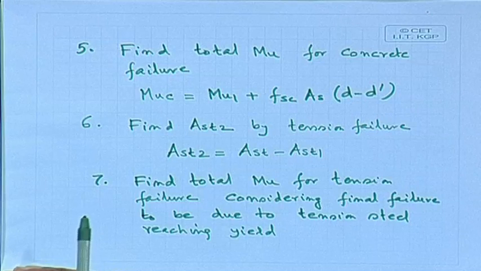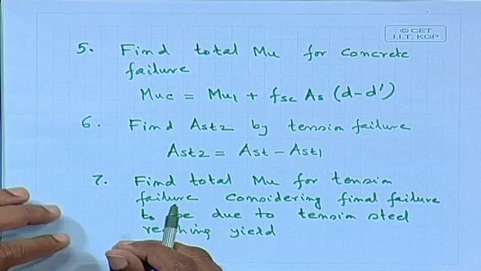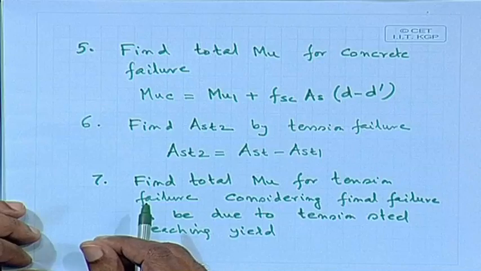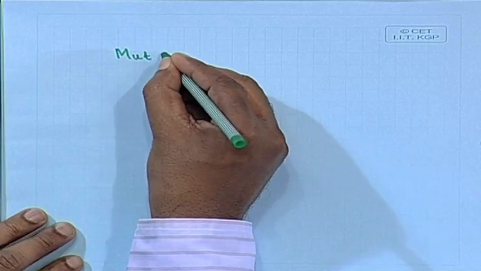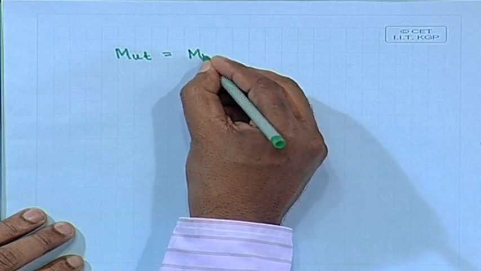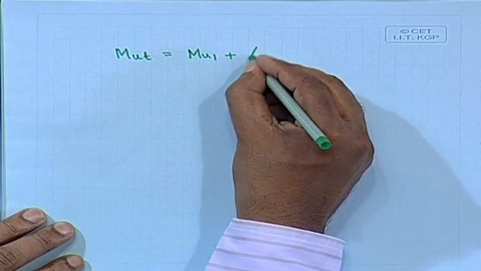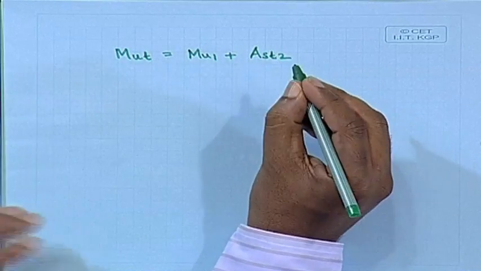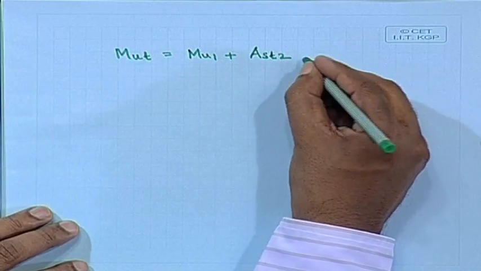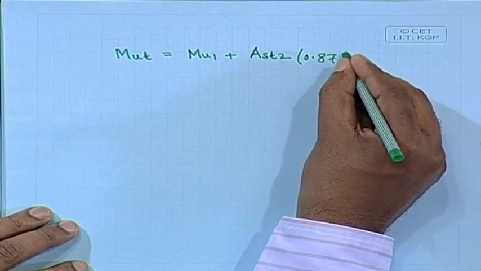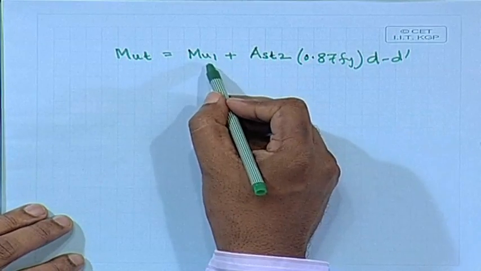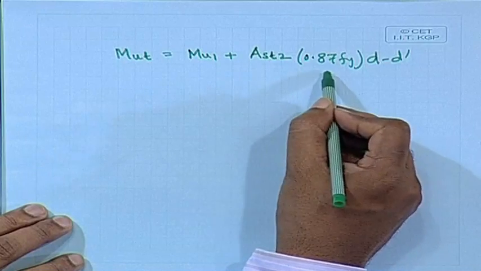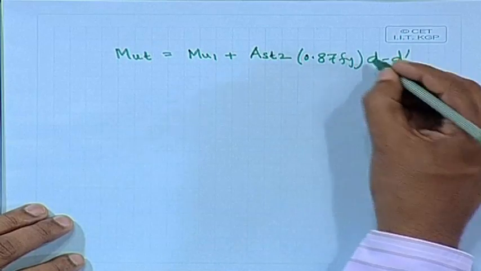Here we are assuming that we shall reach the yield stress of steel, that is 0.87 Fy. Then what can we write? MUT, we have already done MUC. So, MUT will be equal to MU1 plus AST2, AST2 is the remaining portion, times 0.87 Fy d minus d dash.